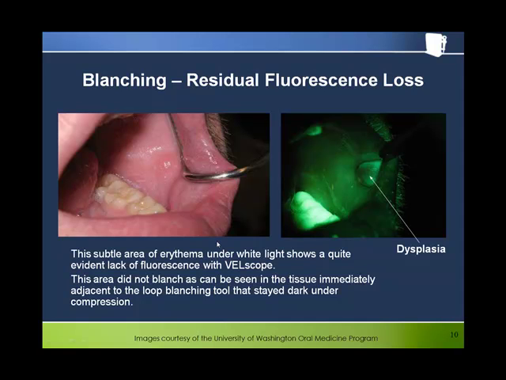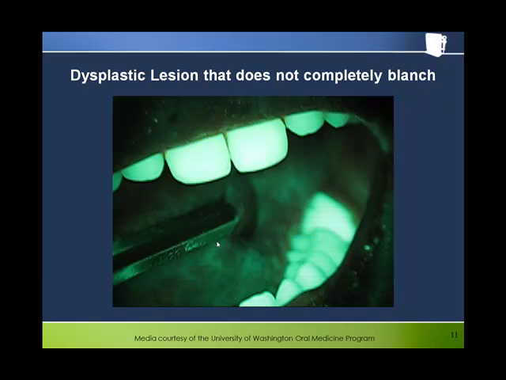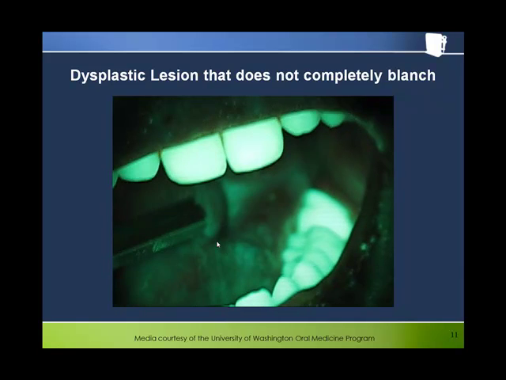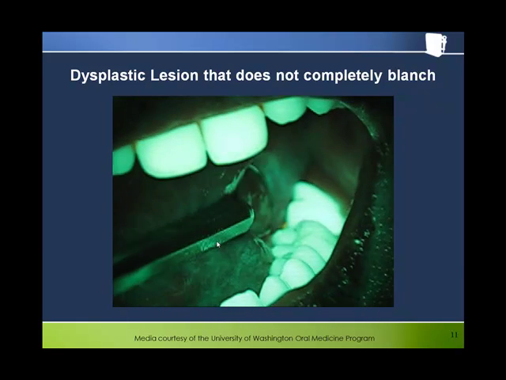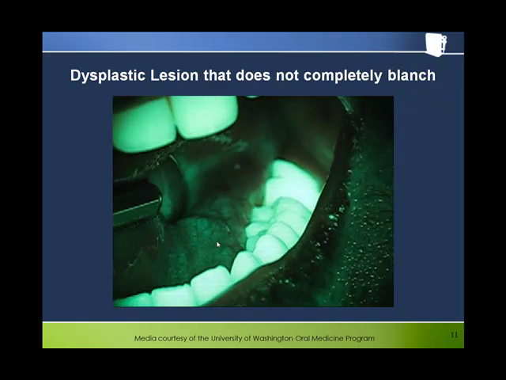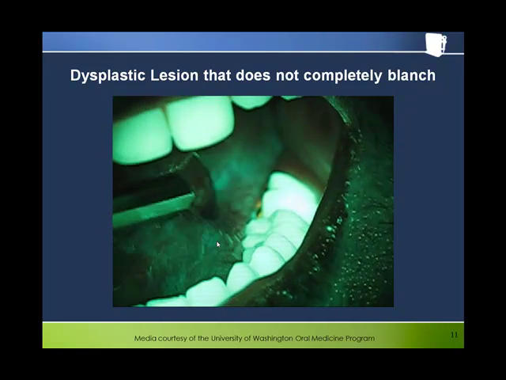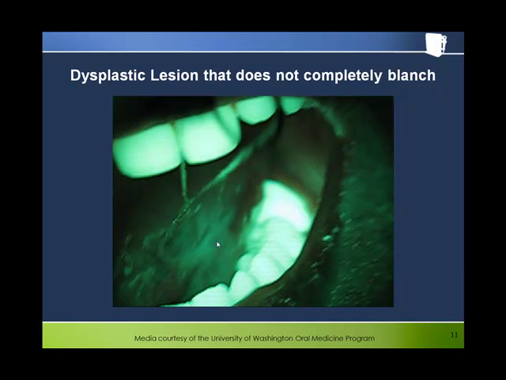In this slide you can see a rather subtle area of redness or erythema that did not blanch under compression when the corresponding dark area was blanched under fluorescence. This area was found to contain dysplasia when biopsied. In this movie, there is evidence of blanching in some areas, but it's also quite clear that this lesion does not completely blanch, especially around the anterior part of the lesion. This lesion was found to contain dysplastic tissue.